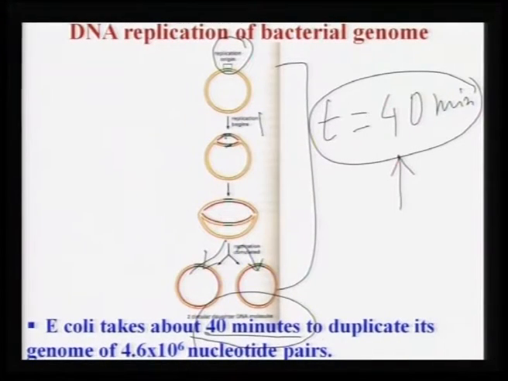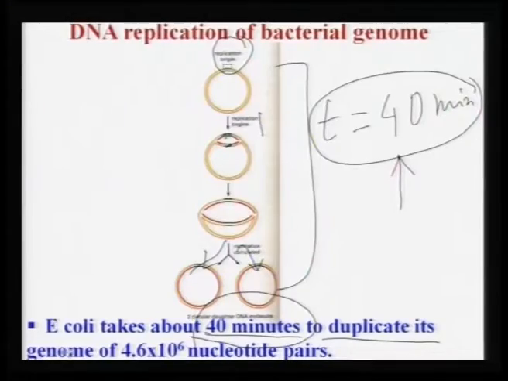And then in this 40 minutes, as you can see here, it duplicates its genome of 4.6 times 10 to the power 6 nucleotide pairs. So, in these 40 minutes, a huge number of nucleotides are normally produced, of the order of 10 to the power 6.